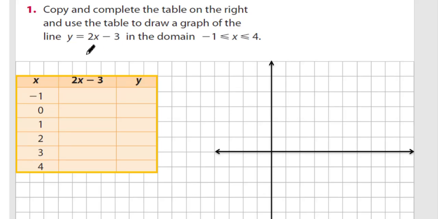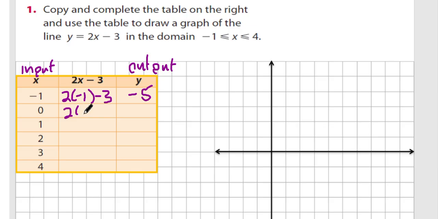Essentially, this is y equals 2x minus 3. Y is your output and x is your input. Agreed? Now, it's 2 times your input take away 3. Does everybody see that? 2 times minus 1 take away 3, and that's minus 5.